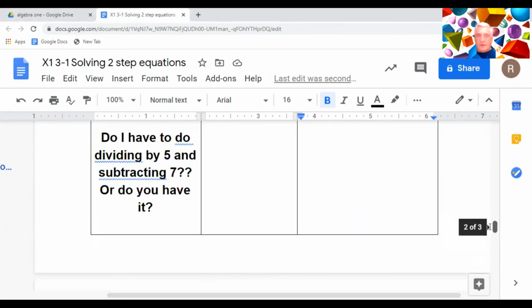I have one more example here. Do I have to do it? But I'm going to divide by 5 and then subtract 7. How are we going to undo that? We're going to add 7 to both sides. We're going to multiply by 5 both sides. I hope I don't have to do that one.